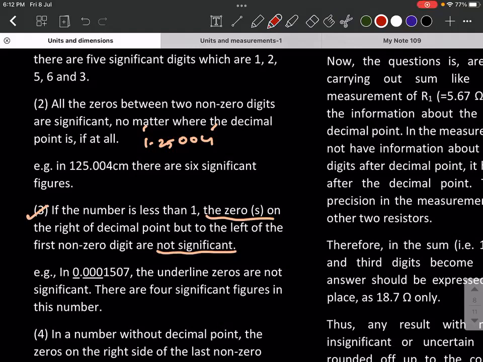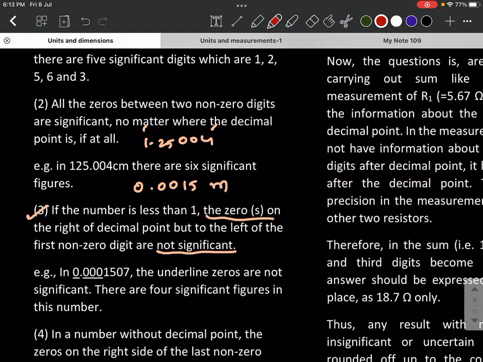Only 4. What are they? 1, 5, 0, and 7. There is a 0 in between 5 and 7. That is significant. But the ones before 1 are insignificant. Why? Because if I write something as 0.0015, for example, it is a meter.